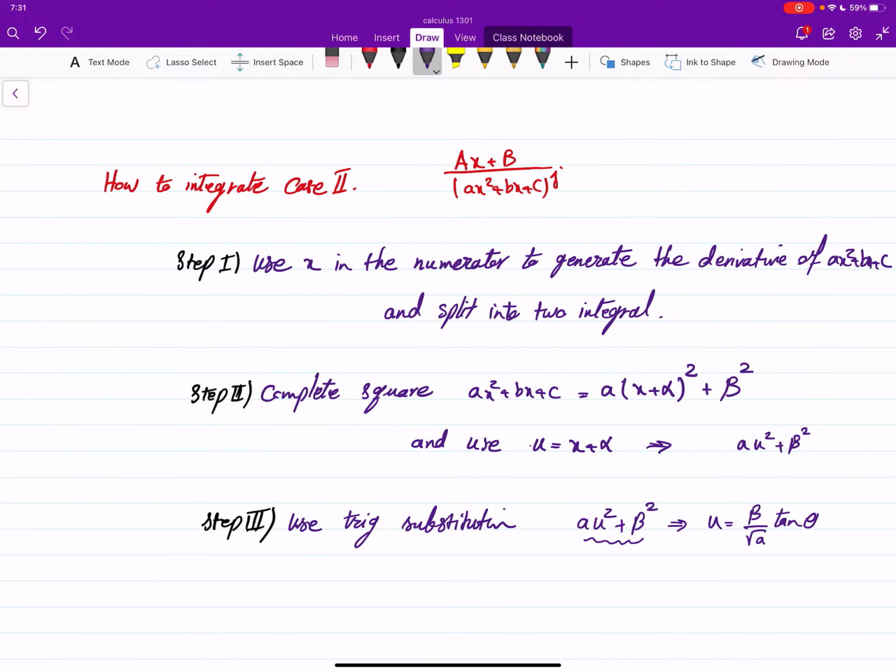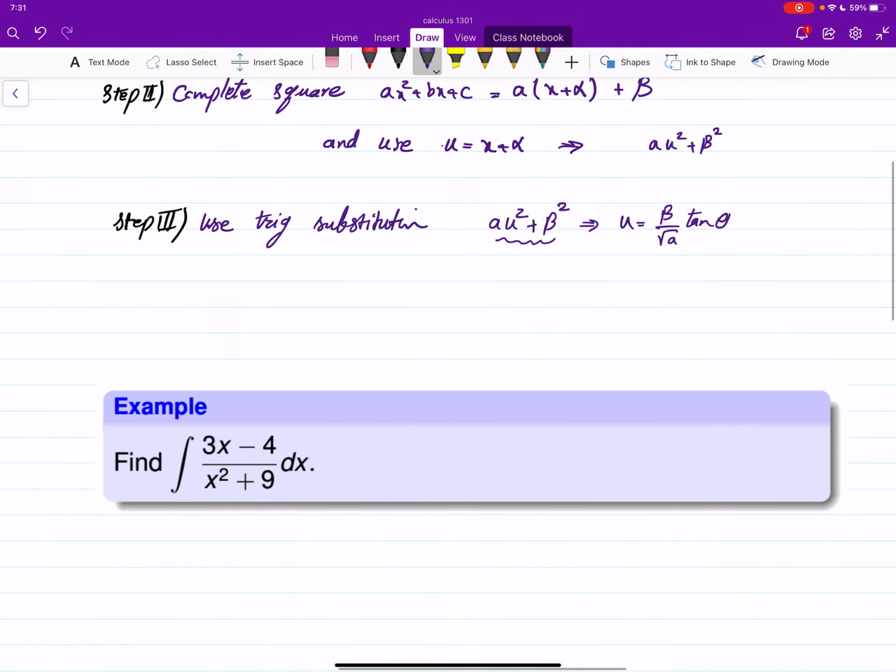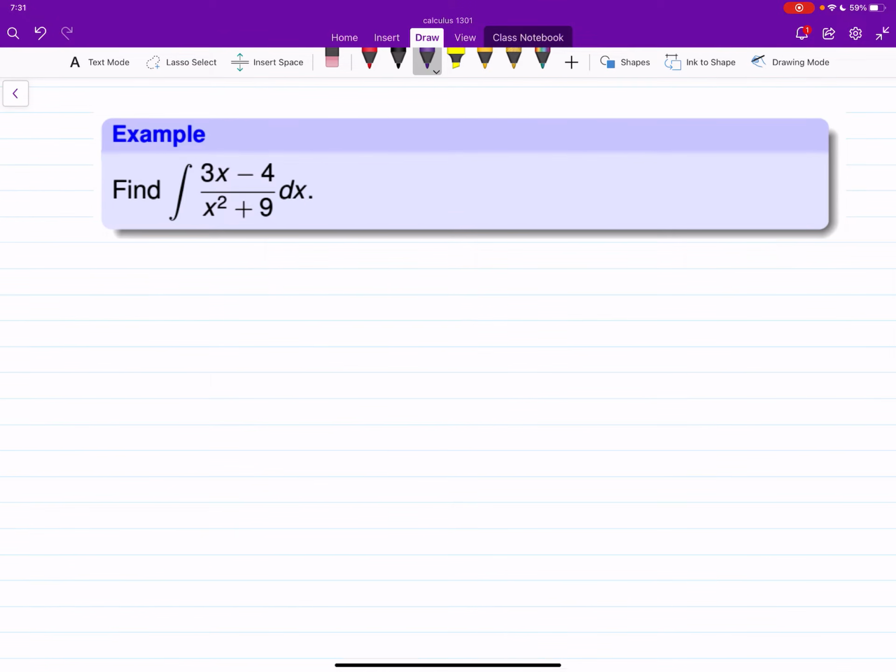Let's see this in an example. So first, get rid of x, complete the square, and then use trig substitution. Let's see some examples, and you will notice what I mean. Here, I'll start with the first thing. The derivative of the denominator is 2x. I have to use the x in the numerator to generate 2x. So I will take out that 3, and multiply x by 2. That's the derivative. Since I multiplied the numerator by 2, I have to divide it by 2 as well. And that's over x squared plus 9.